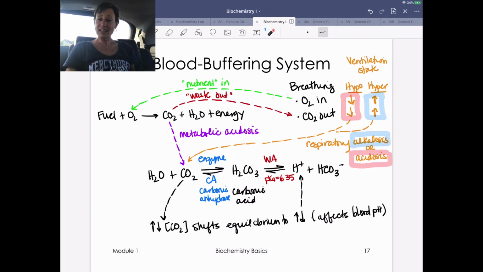So ventilation is actually something that can affect pH either by increasing it or decreasing it. The metabolic situation here is really something that tends to create an acidotic state, at least from the situation that we're talking about. There's lots of aspects of metabolism that can actually create an alkalotic state. But in our simple scenario here, we're only talking about metabolic acidosis.